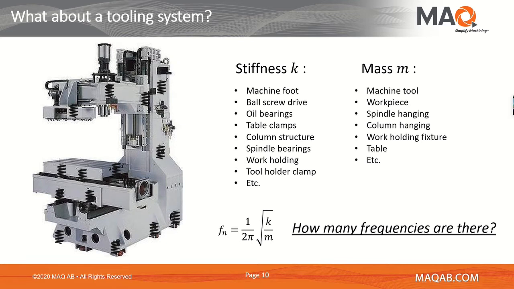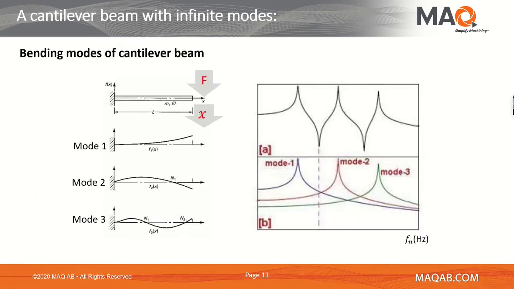And if you look at the mass distribution, such as the clamped tool, the workpiece, the spindle head, column head, and the work holding fixtures and so on, all of them have a different mass distributed in the structure in 3D space. The question that comes up right away is: how many frequencies are there in this machine? How many natural frequencies are there?